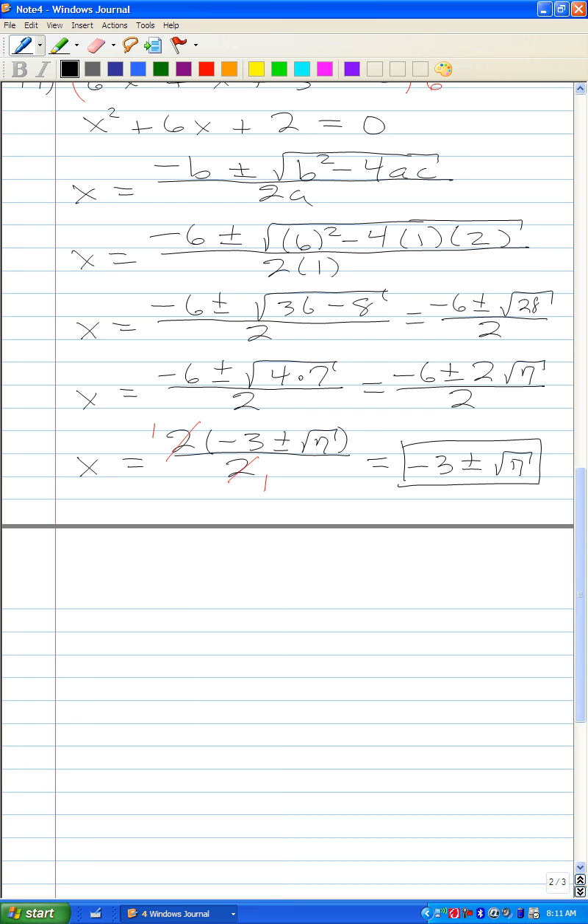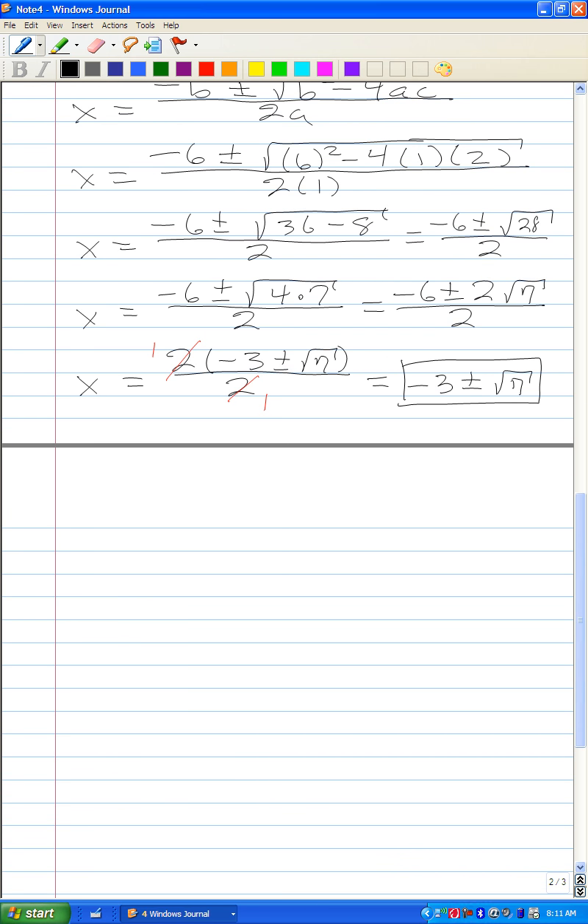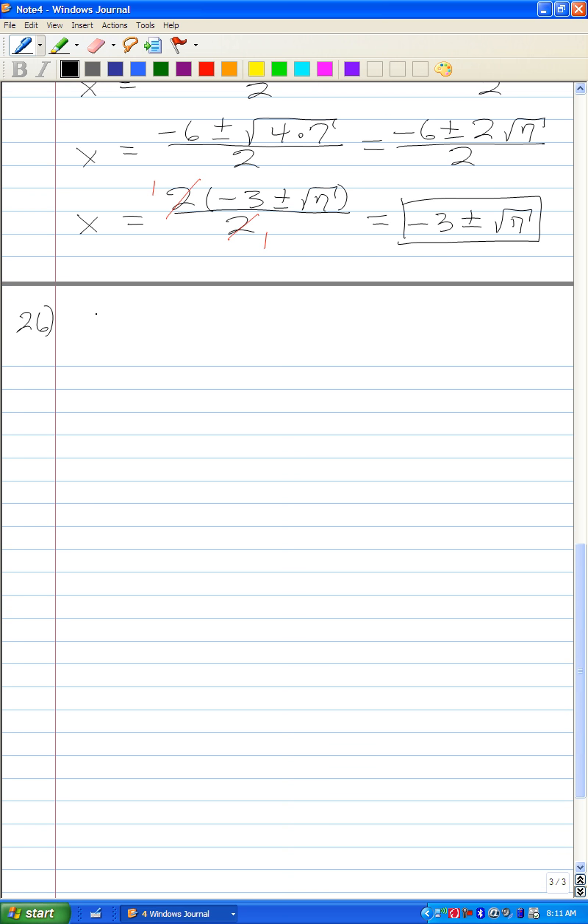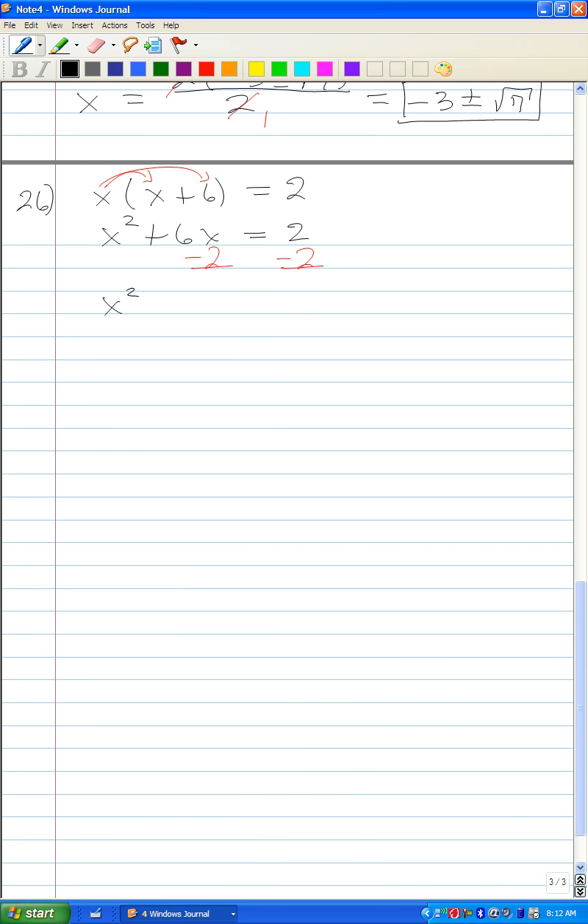Let me do problem number 26. x times the quantity x plus 6 is equal to 2. So let me multiply the x inside the parentheses. x squared plus 6x is equal to 2. Subtract 2 from both sides of my equation. And so I have x squared plus 6x minus 2 equals 0.